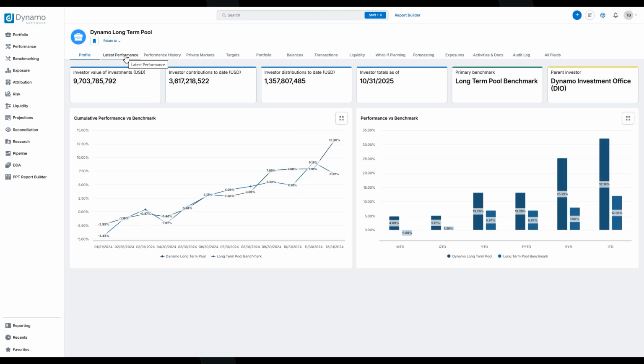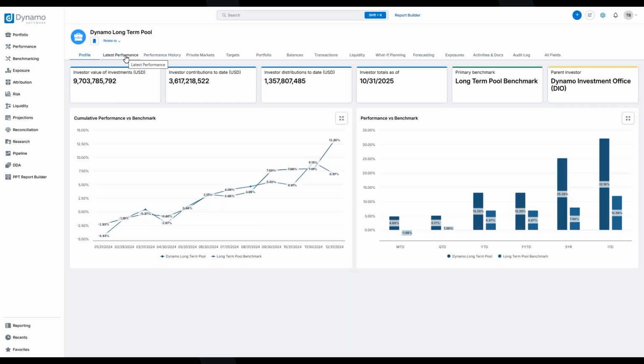If I scroll across to the right, we have other information available as well. I always like to present Dynamo portfolio management as a way to look at the past, the present, and the future. The past is going to incorporate all of my research related items, all of my commitments, historical transactions and balances, basically everything that has occurred to get us to the point where we currently are.